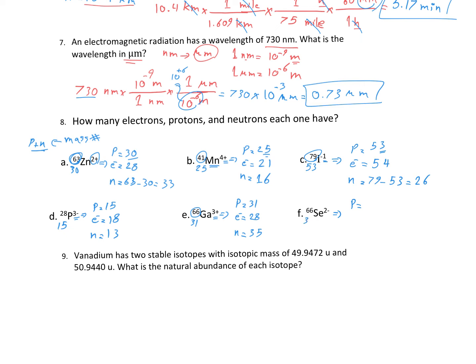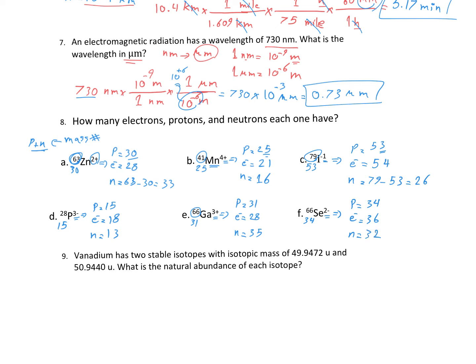And selenium, the atomic number is 34, so it has 34 protons. It's negatively charged, so it should have more electrons, and it's 2 negative, so 2 more, so it's 36. And neutron is the difference between mass number and atomic number, so it's 32.